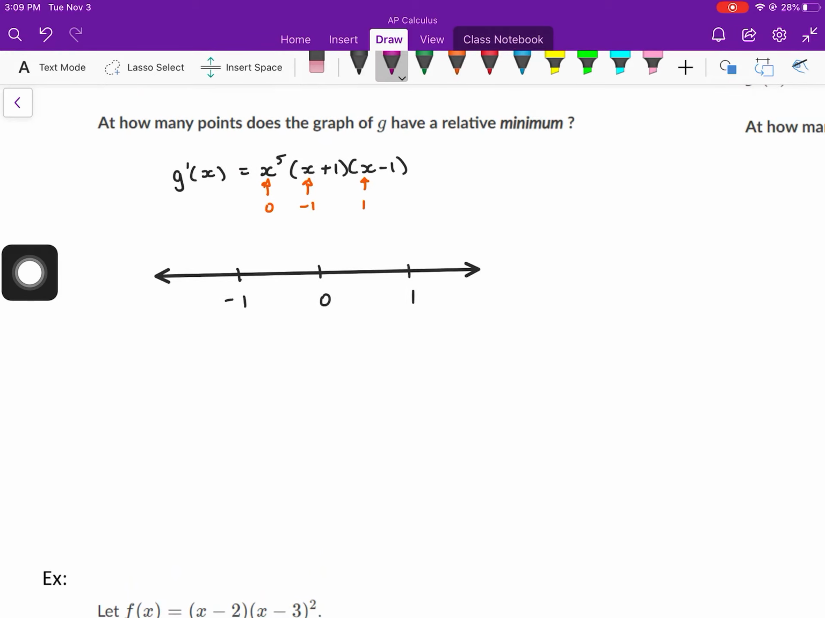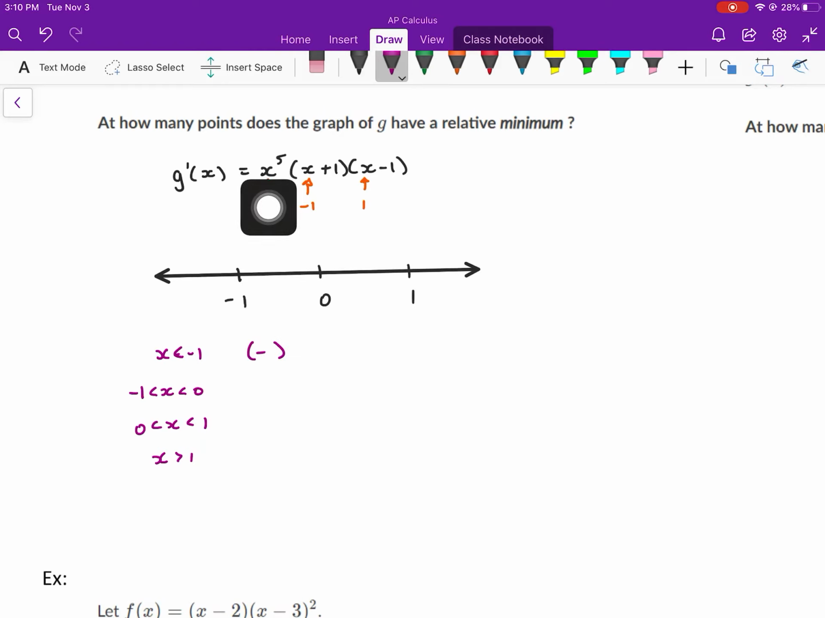And so for our first derivative test, we test a value to the left of -1, then between -1 and 0, between 0 and 1, and then to the right of 1. So let's go ahead and test it. If we plug something negative in there, like -2, we end up with a negative to the fifth power, which is negative. Think about that. The power does make a difference. If it was squared, it would become positive, right? Anything squared is positive.